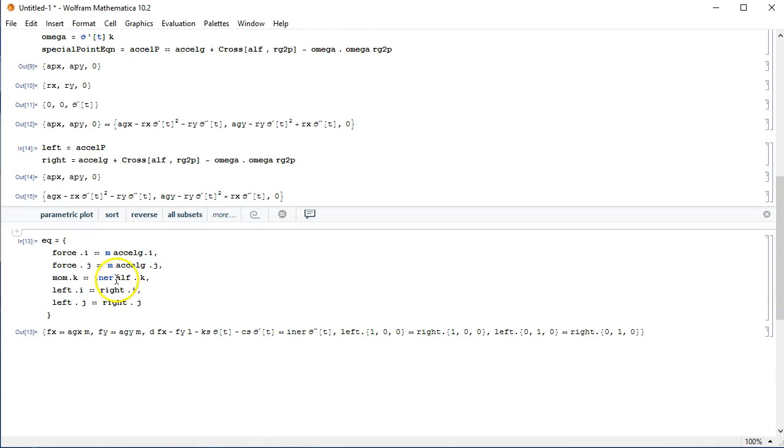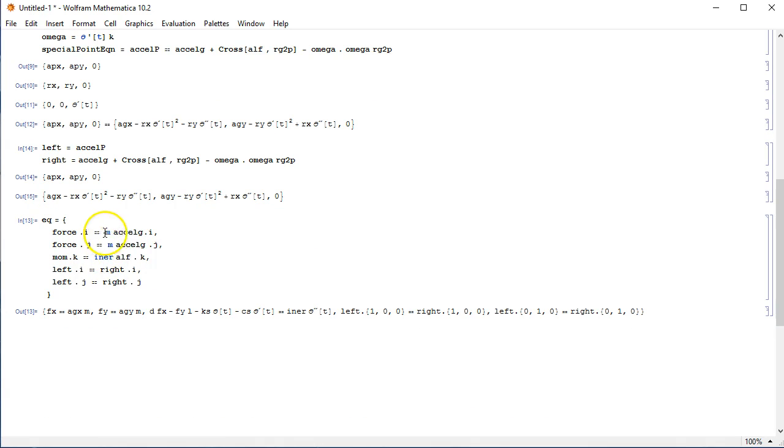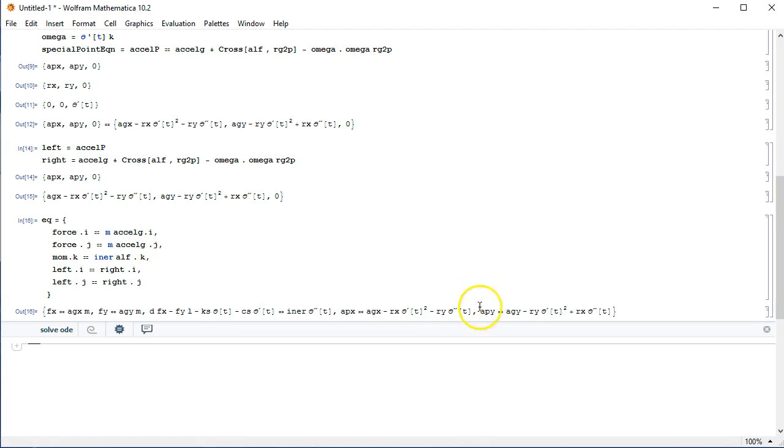Now my equations are not vectors anymore. So force in the X equals mass times acceleration in the X. Force in the Y equals mass times acceleration in the Y. Summation of moments in the K is equal to inertia times the angular acceleration in the K. The left-hand side of the special point equation in the X direction equals the right-hand side in the X direction. The left-hand side in the Y is equal to the right-hand side in the Y. There we go. Now let's execute that one. And so now I've got some nice equations. They're not vector equations. They're just regular old equations.